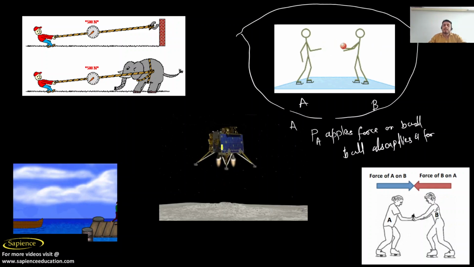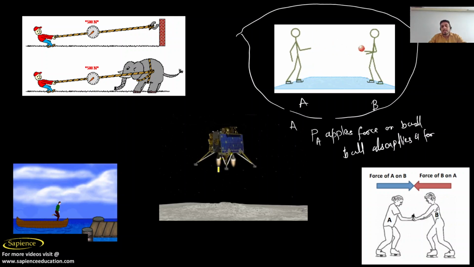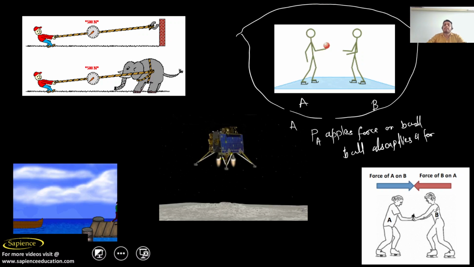This is the Vikram lander, and there is gas coming out. When gas is coming out, it is like a ball only. So it is throwing a gas, it means it is throwing a mass. It means this applies a force on this gas. When it applies a force on this gas, the gas as a result applies a force on this, and due to this it will move in the upward direction. So this is also a case of rocket propulsion. Everywhere you will find that as per Newton's third law, every action has an equal and opposite reaction.